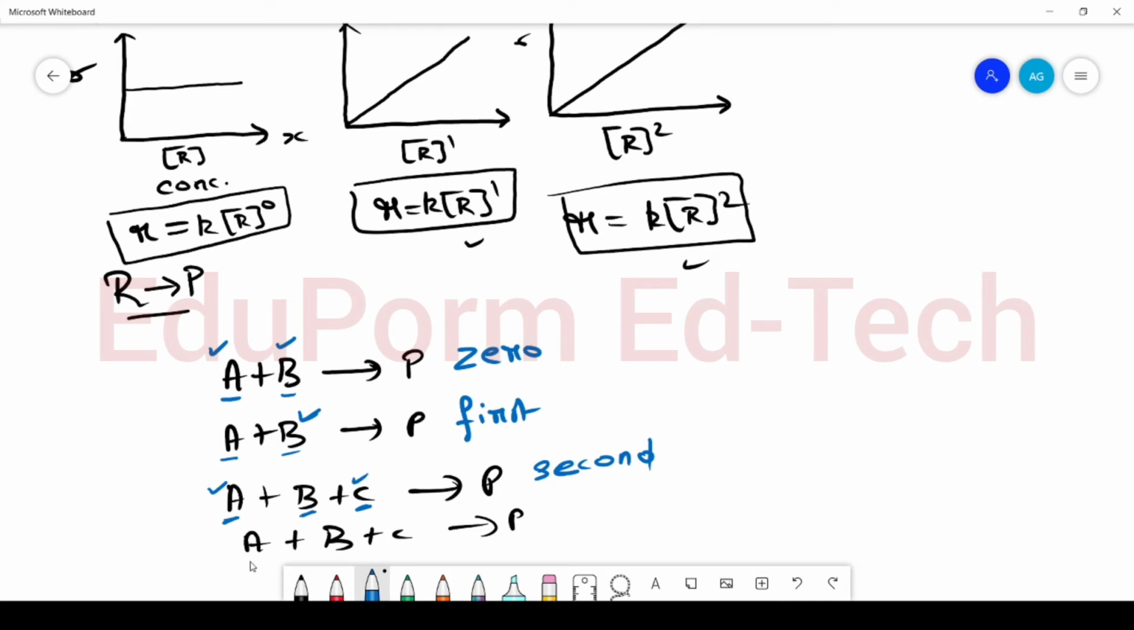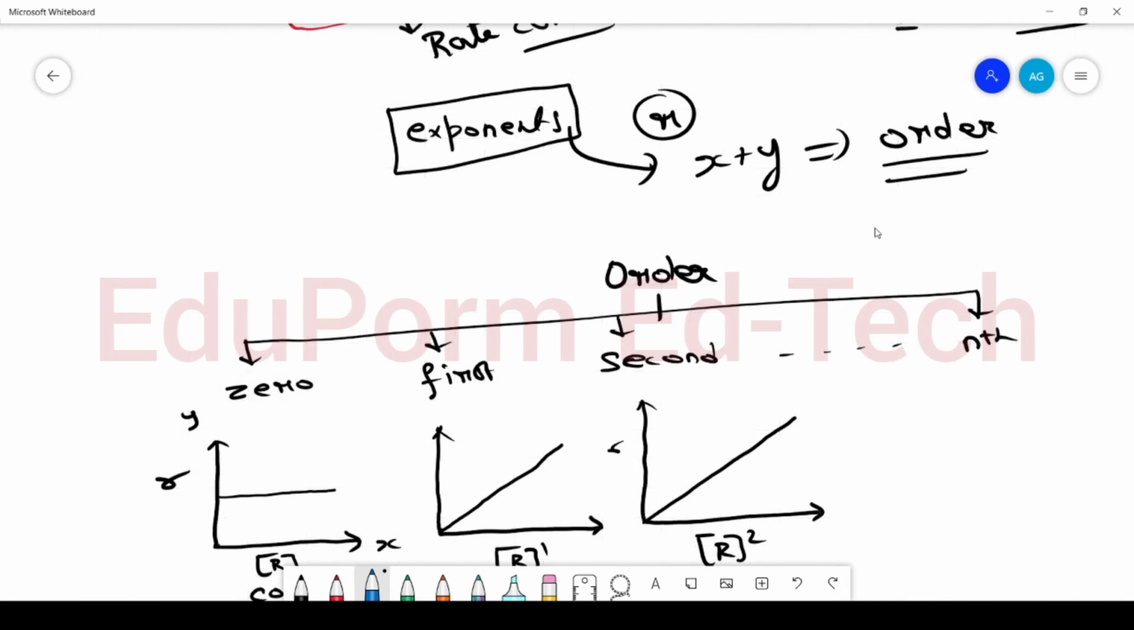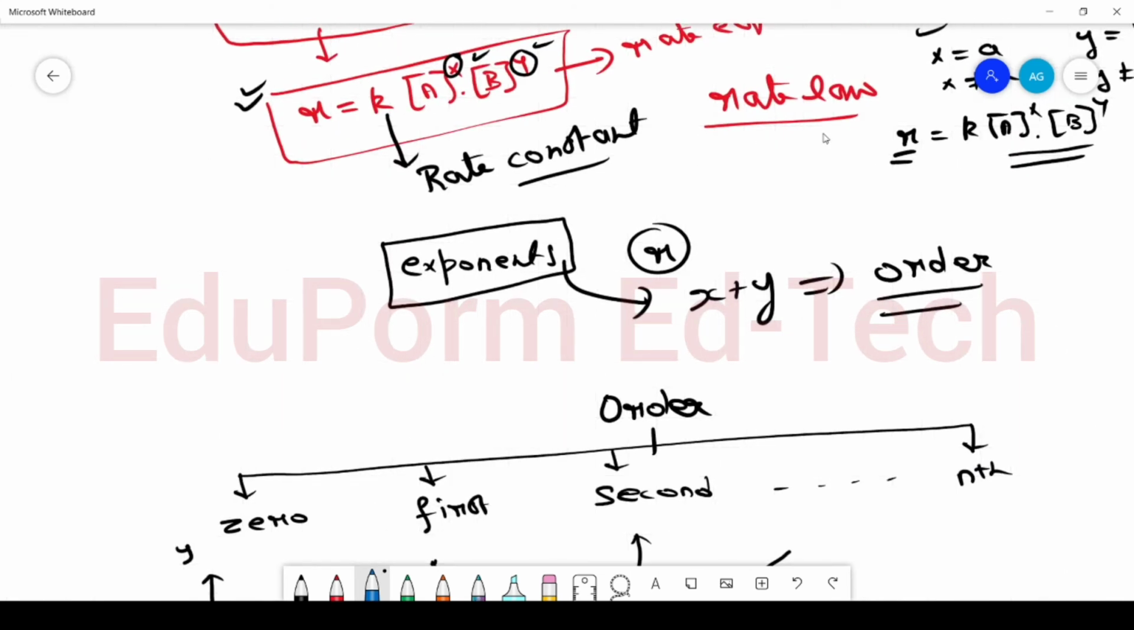And let's say in this case, when I'm increasing concentration of A, rate is increasing. When I'm increasing concentration of B, rate is increasing. And when I'm increasing concentration of C, the rate is increasing. So it becomes the third order reaction. So the order of reaction simply means the number of reactants which are affecting the rate of the reaction. So here the exponents are simply representation of how the rate will increase when the concentration of reactant will increase.